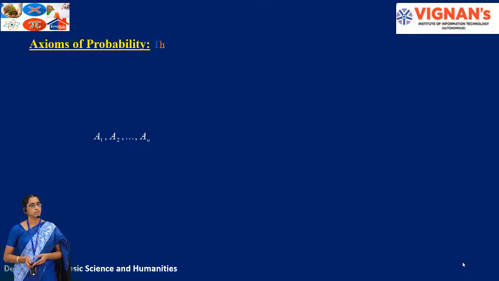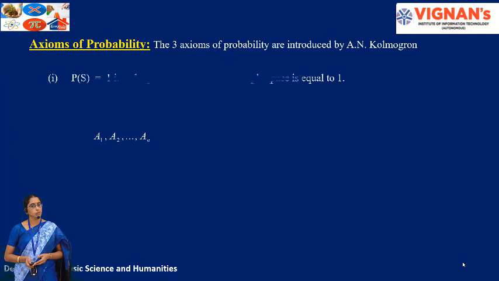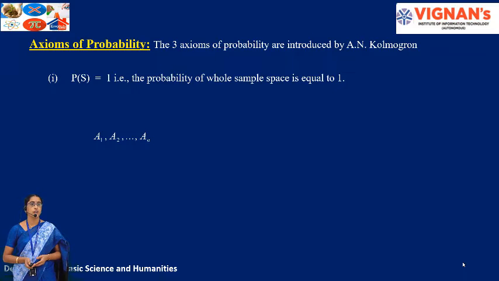According to him, to satisfy the probability conditions, the first one is that the probability of the sample space must be equal to 1. If you see tossing a coin, the sample space is head and tail. The probability of getting head is 1 by 2: number of favorable chances by total number of chances. Total outcomes are 2 and I am in favor of head, so 1 by 2. Similarly, the probability of getting tail is also 1 by 2. If we add 1 by 2 plus 1 by 2, it becomes 1.